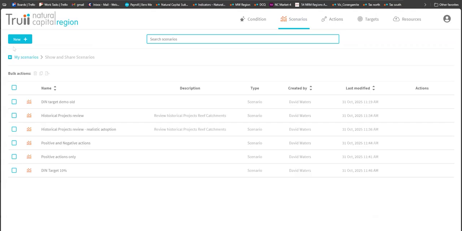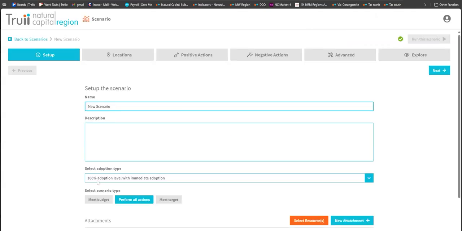So what I'll do is start some scenarios from scratch for you to show you how easy it is. Reef Catchments have given me permission to look retrospectively at some of the projects that they've funded over the last 5 years. Some of these figures I've made up because that's sensitive information. But let's say we're going to do a Reef Catchments scenario for $2 million.